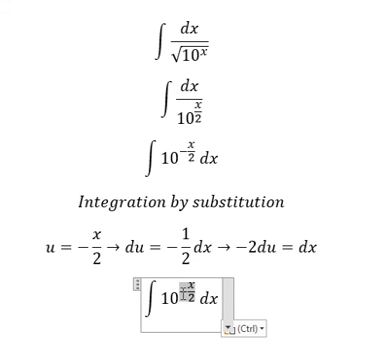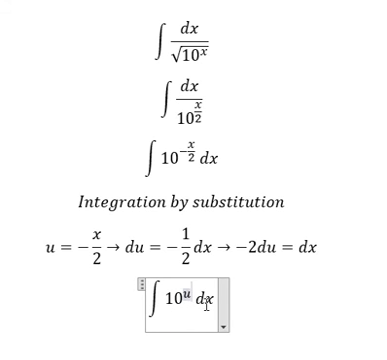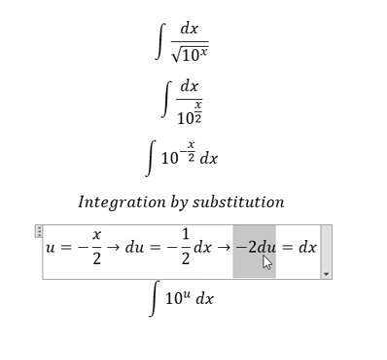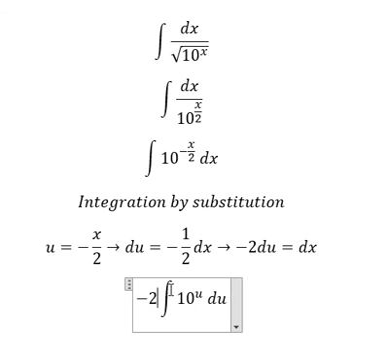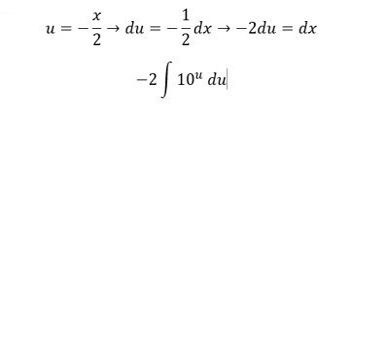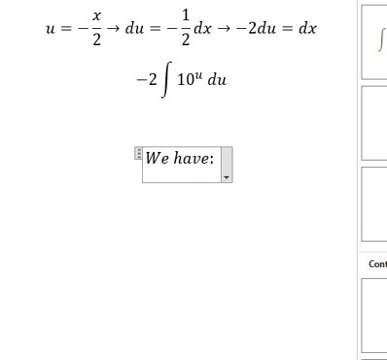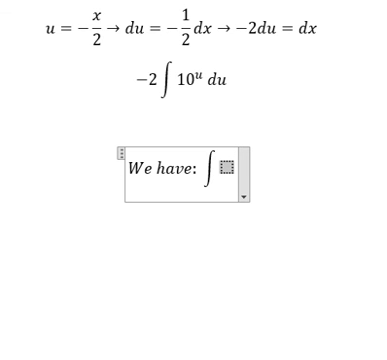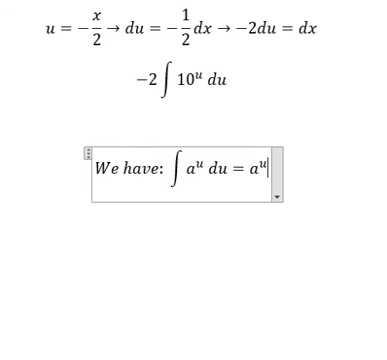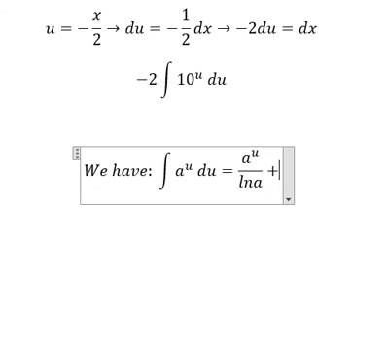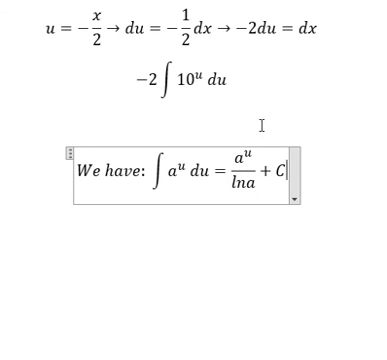So this one will change to u. The s will change to this one. Now we have the formula in here. That is the integration of a to the power of u du. We have a to the power of u over ln a, and I will put plus c.